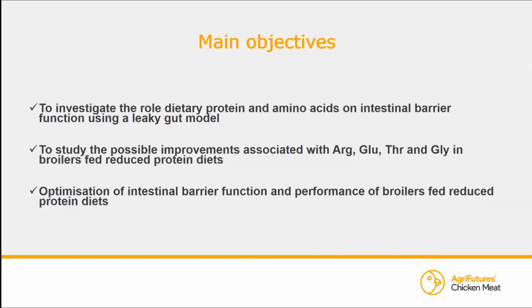As a main objective of the project, we wanted to see whether dietary protein, in the context of reduced protein diets, and amino acids can impact intestinal integrity using a barrier dysfunction model. Specifically, we were interested in a few promising amino acids based on other literature available, mainly for other species. The overarching objective was to optimize the intestinal integrity and performance of birds that had already been fed reduced protein diets.